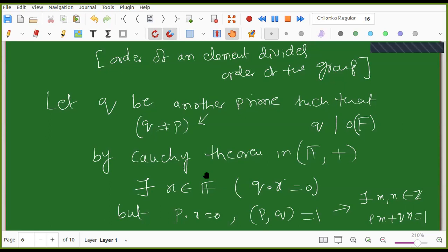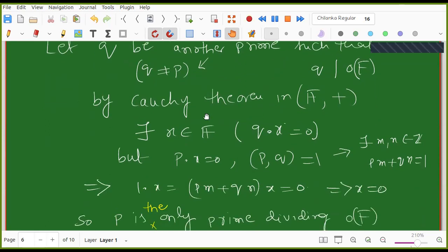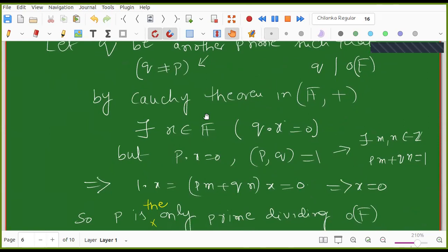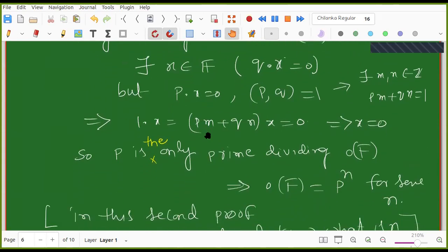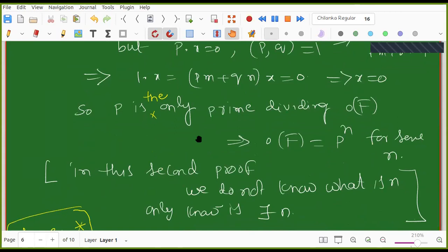See here, F is a group with respect to addition. So p times x equals 0 and q times x is also 0. But since p and q are distinct primes, there exist m and n such that pm plus qn equals 1. So that means x equals 0 only. That means that our assumption that q is another prime dividing the order of F is false. So p is the only prime dividing the order of F. But F contains at least 2 elements, which means it has a prime divisor. But p is the only prime divisor. Then the number of elements will be p to the power n for some n.